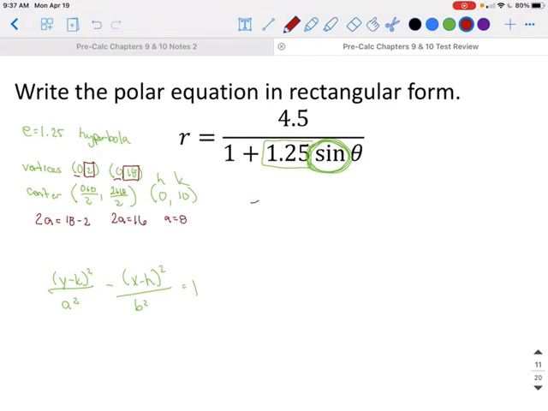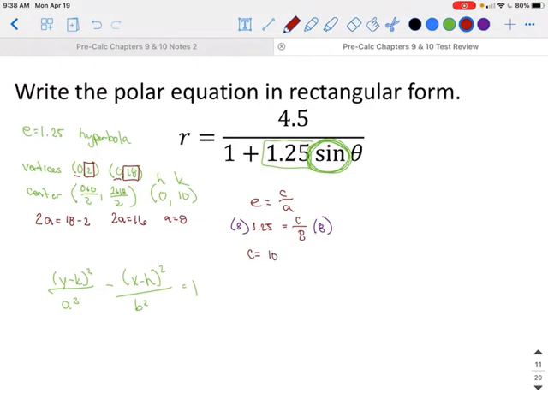We also know that the eccentricity is equal to c over a. We know our eccentricity is 1.25. The value for c is unknown, but we know our a value is 8. So to get c by itself, we can multiply both sides by 8, and we will get our value for c is equal to 10.